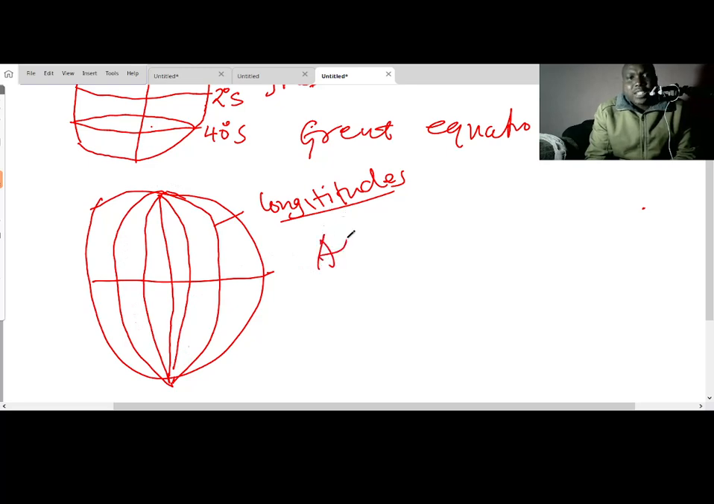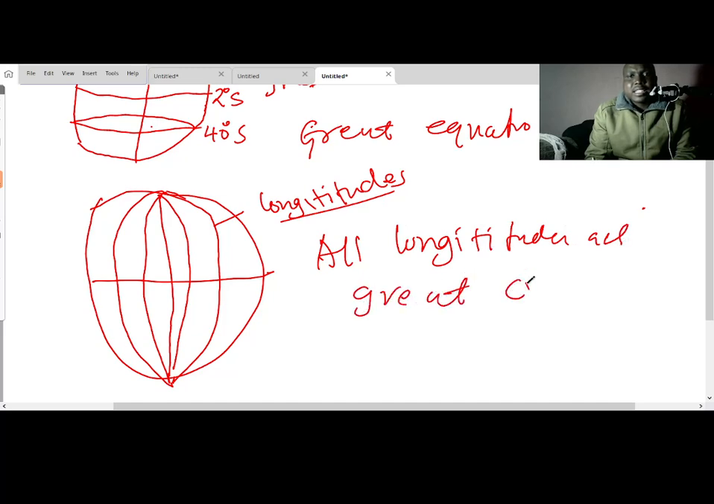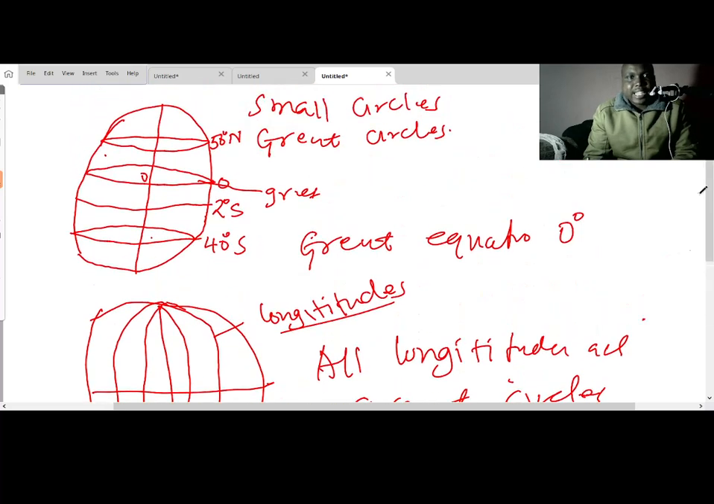So all longitudes are great circles. They form great circles. That is the information that we need to understand this topic. All longitudes are great circles, all of them. The only latitude that is a great circle is the equator. All other latitudes are small circles. We are going to see how we are going to apply that knowledge.